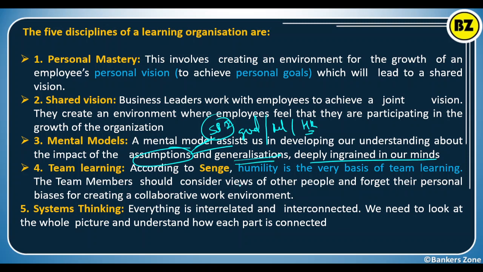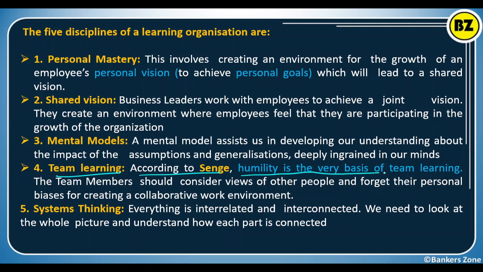So the mental model assists us in developing our understanding about the impact of the assumptions. So what will that impact do? That can be analyzed using the mental models. Now team learning. According to Senge, who has given the 5 principles, humility is the very basis of team learning. Remember, the team members should consider the views of other people also and forget their personal biases, if any, for creating a collaborative work environment. Obviously, that is nothing but team learning.